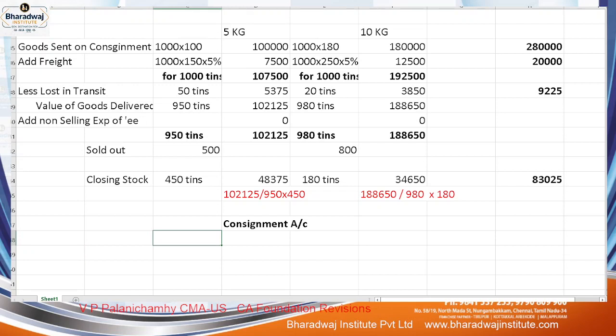I didn't understand. How did this 3 lakhs come? No. The value of the goods are different. You cannot combine and do. Whether 5 kg and 10 kg are having the same value. No. The value of 5 kg goods are 100 rupees per tin. This is 180 per tin. So don't combine and do. 3 lakhs divided by 2000 should not be done. Because what is the value of 5 kg? 100. What is the value of 10 kg? 180. So the value of the goods are not same.